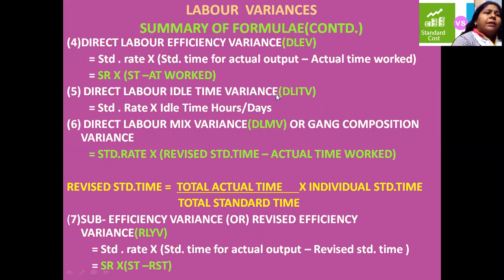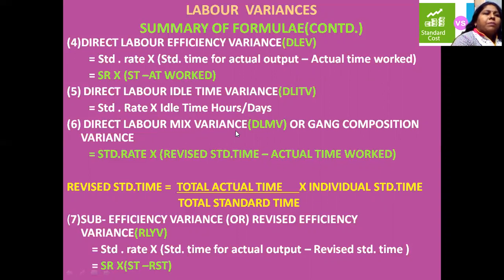Next is direct labor idle time variance. How do we calculate the idle time variance? Look at this formula: standard rate into idle time. You know the meaning of idle time. Because of a power cut, or because raw materials are not available in the factory for production, the labors are not working. That time is usually called idle time. So we need to use this formula to calculate this variance.